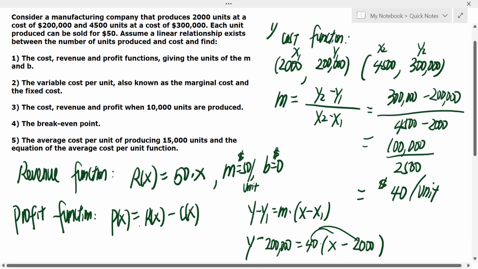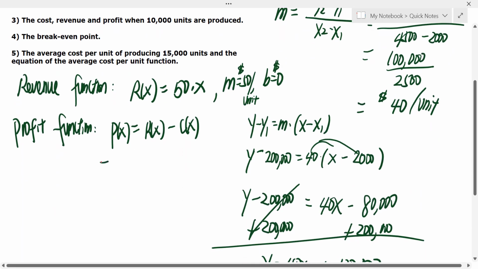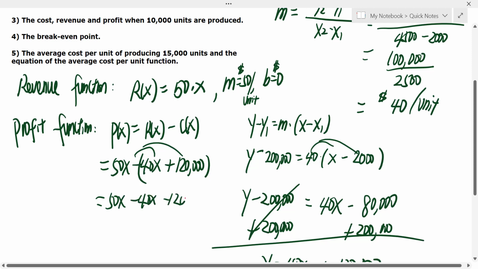The profit function P of x is equal to the revenue function minus the cost function. So now we do 50x minus, make sure for the cost function in parentheses, 40x plus 120,000. And distributing, 50x minus 40x minus 120,000. So simplified it is 10x minus 120,000. So that's P of x.